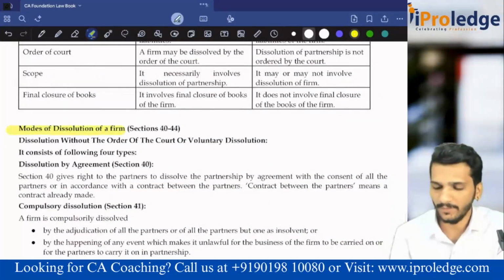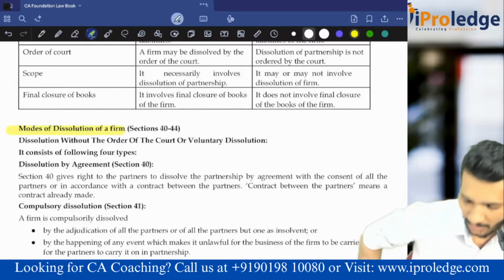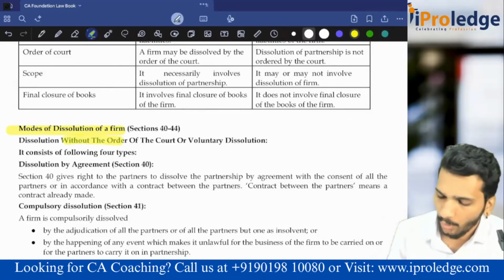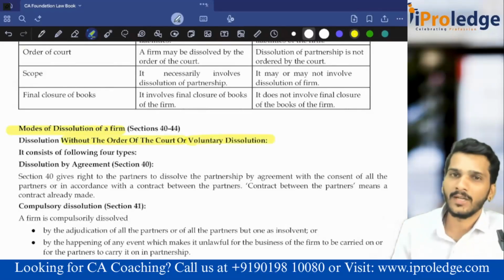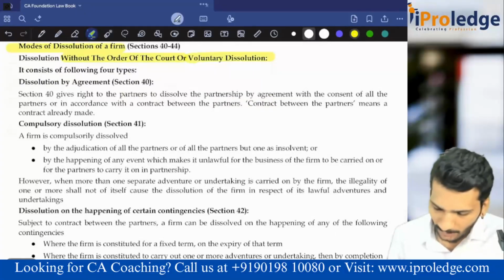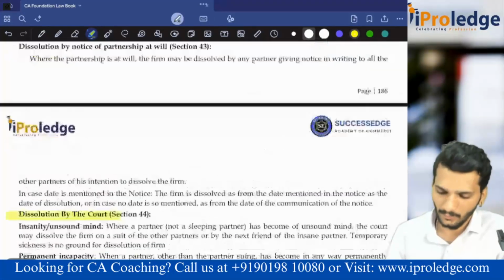Modes of dissolution of the firm. I know you are intelligent. Everything is simple, but how do you dissolve? Either you can dissolve without a court order, which we also call voluntary dissolution. I don't go to the court. I will voluntarily dissolve it. Or the second one is dissolution by the court. Two things are there.